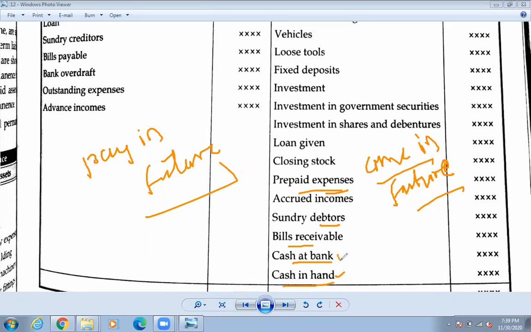The amount, some amount is also in your bank, isn't it? How much money do you have in the bank, 50 lakhs. Okay, 50 lakhs is in your bank. So this is your assets. You have this money, and you can withdraw it whenever you want. Okay, so this is all the assets for you.